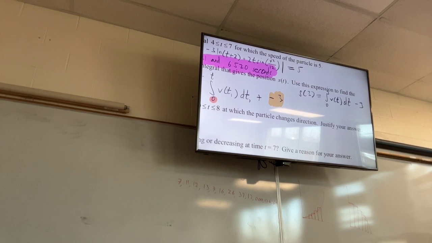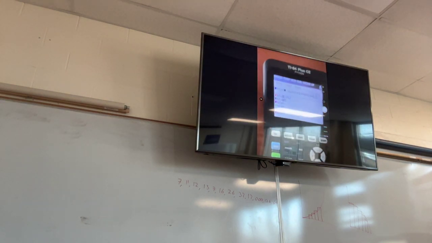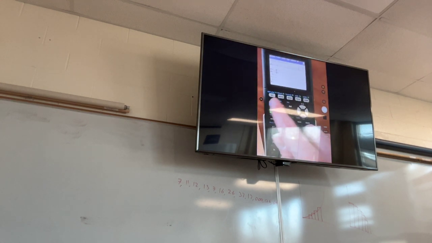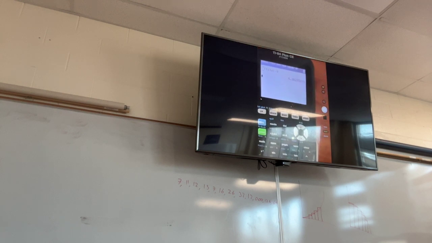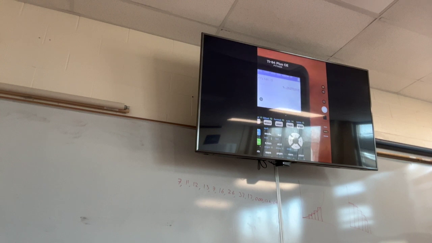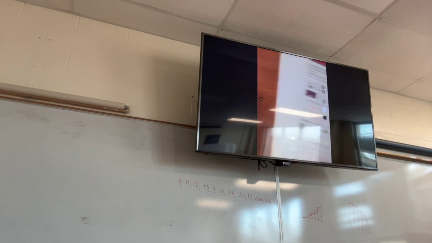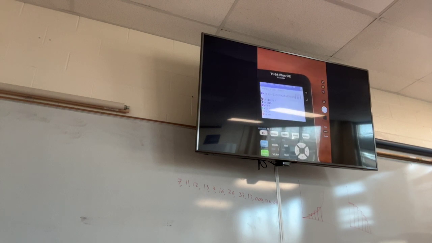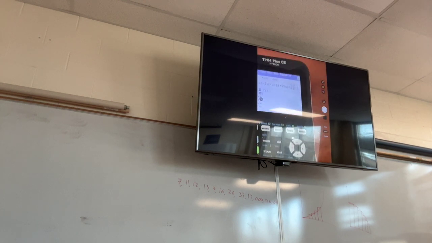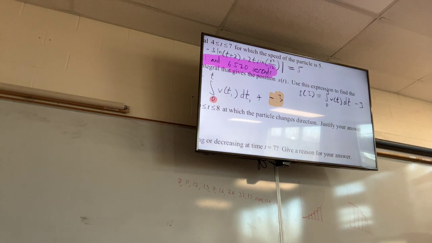So in my calculator, remember I have the original velocity function on my y1 line. So I'm going to do the integral from 0 to 3 of y1 minus 3. What's y1? Y1 is that function they gave me, v of t. So it's just a function. So negative 6.263.